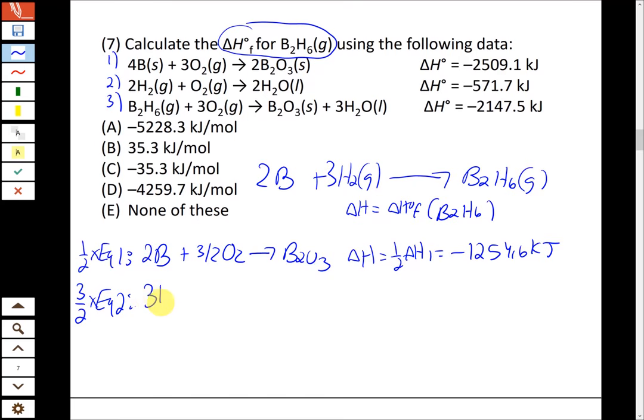So it's going to give us 3 H2s plus 3 halves O2 going to 3 waters. And the delta H for this, because we multiplied the second equation by 3 halves, is going to be 3 halves times the given delta H. So the given delta H is minus 571.7. Multiply that by 3/2, we get minus 857.6 for the modified delta H.